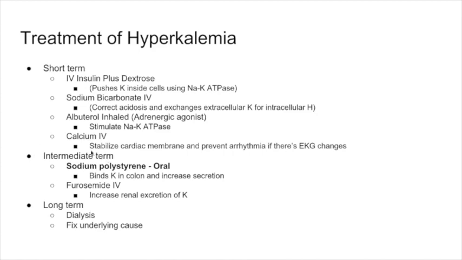Now there are some things that we can do to remove potassium from the body, and these are intermediate term. One medication that we can use is sodium polystyrene, an oral medication, and it's a chelator. That means it binds to the potassium, and it binds in the colon and increases secretion of potassium. And the other medication is IV furosemide, which increases the renal excretion of potassium.